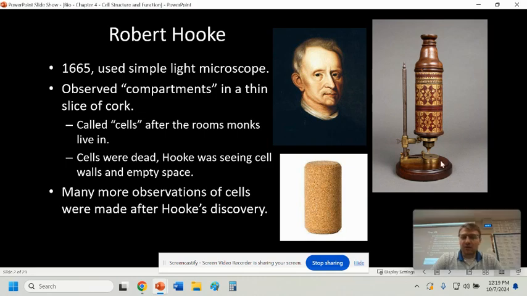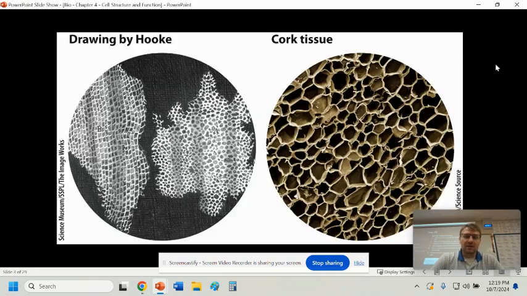And then what he did further is he started the theory called the cell theory. Before we get there, though, take a look. This is what the drawing of Hooke looks like. You can see the different cells, different compartments. This is what cork tissue looks like. You can see those cells or those compartments that he was observing.